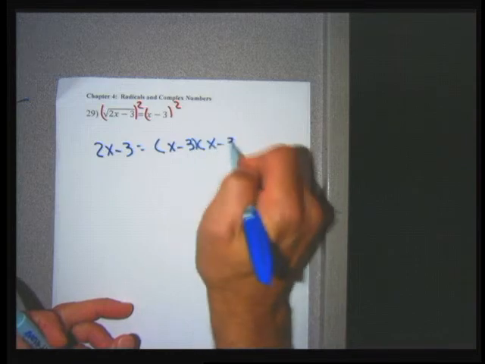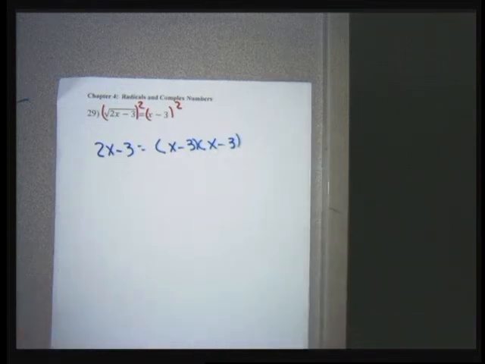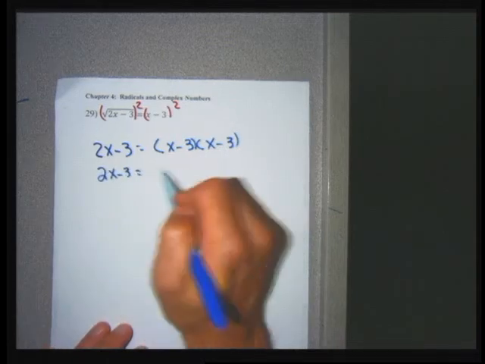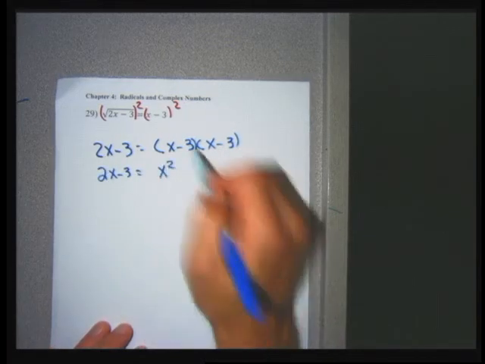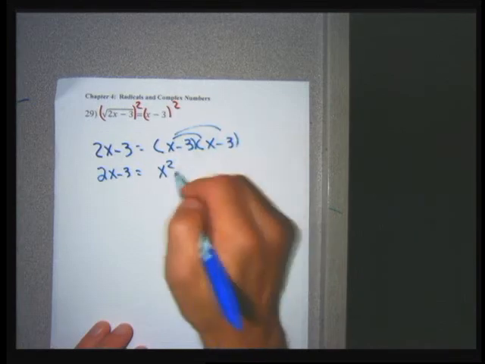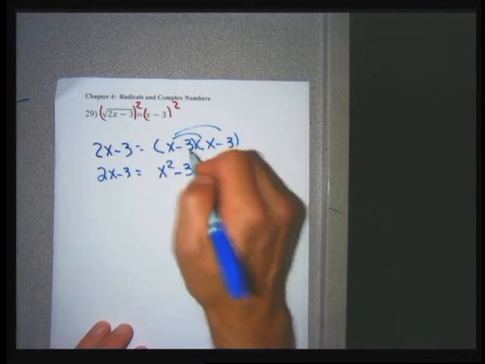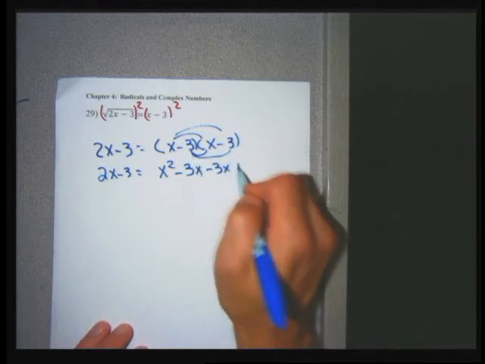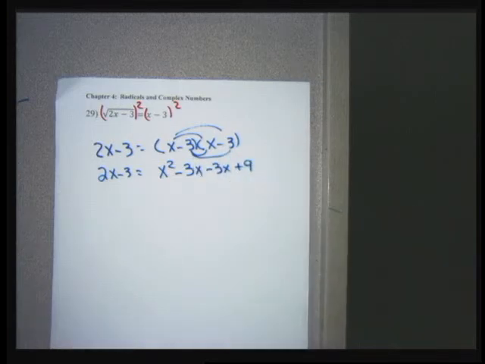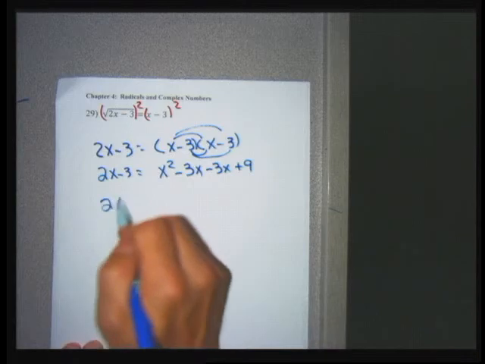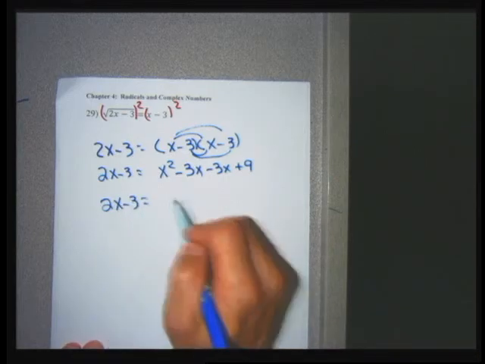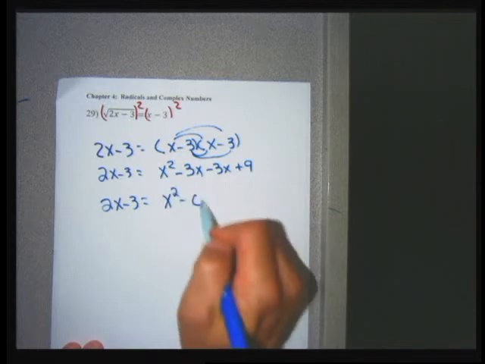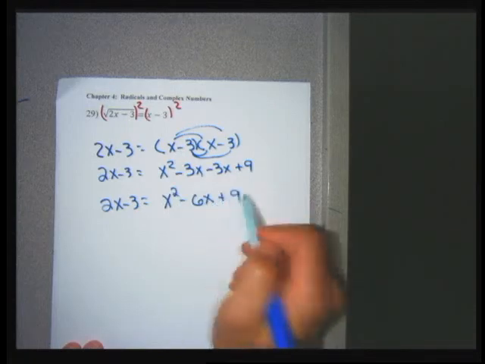On the right side, I'm going to FOIL. Firsts are x times x, which is x squared. Outers are x times minus 3, which is minus 3x. Inners are minus 3 times x, which is minus 3x. Lasts are minus 3 times minus 3, which is plus 9. So this gives me 2x minus 3 on the left side. When I combine the outers and the inners, I get x squared minus 6x plus 9.